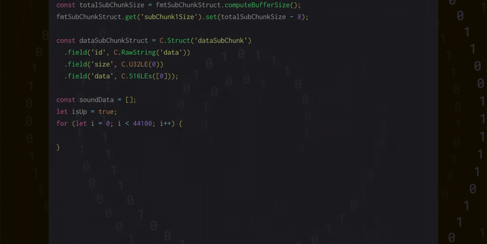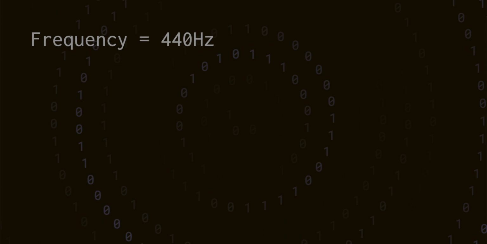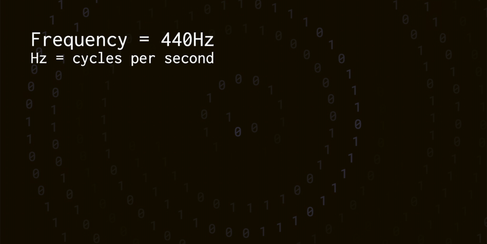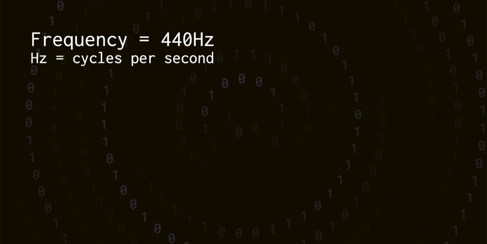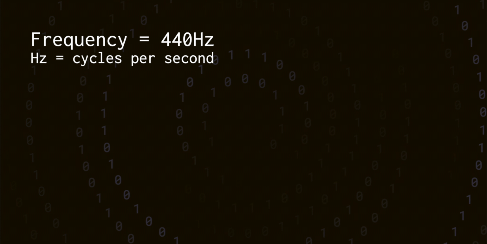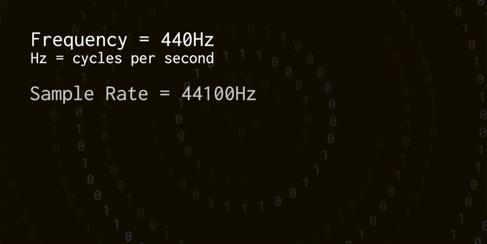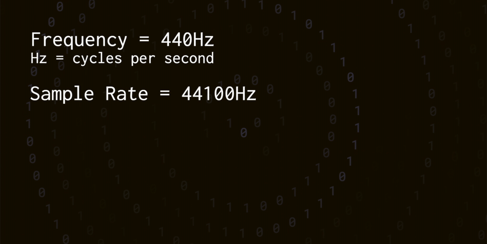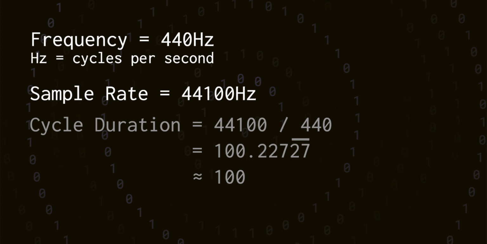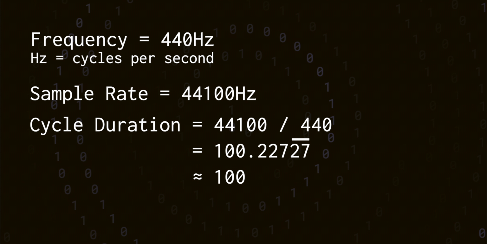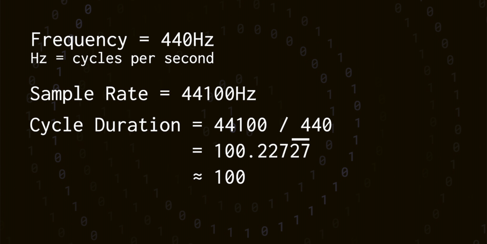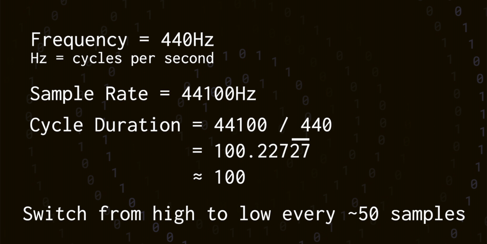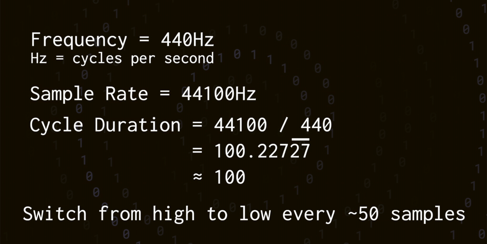Every wave has a frequency, and we're aiming for a frequency of 440 Hz. That means that the wave goes from the top to the bottom and back again 440 times per second. And since we have a sample rate of 44,100 samples per second, that cycle will take around 100 samples to complete. After around 50 samples, we need to switch from outputting the top part of the wave to outputting the bottom part of the wave, and back again after another 50 samples.